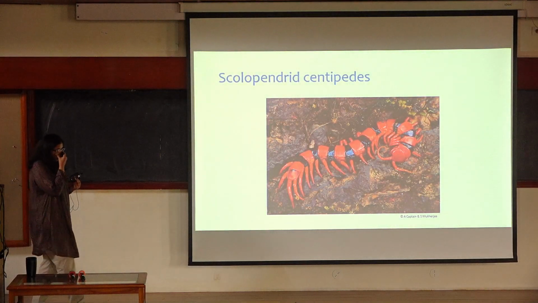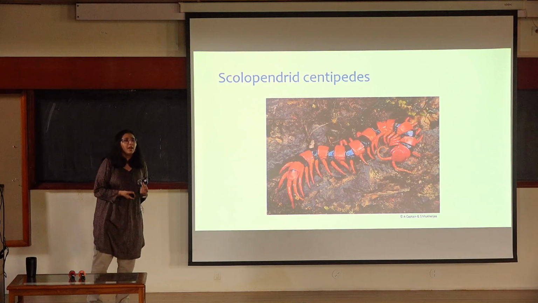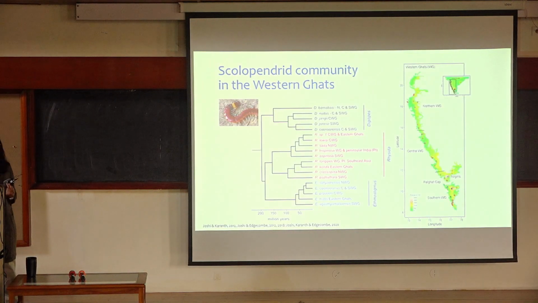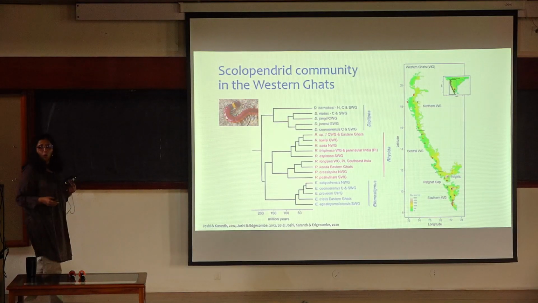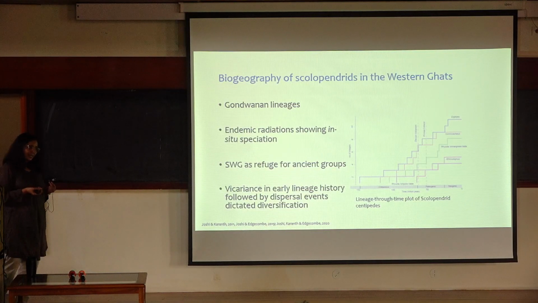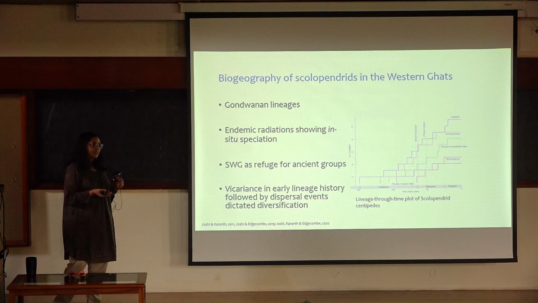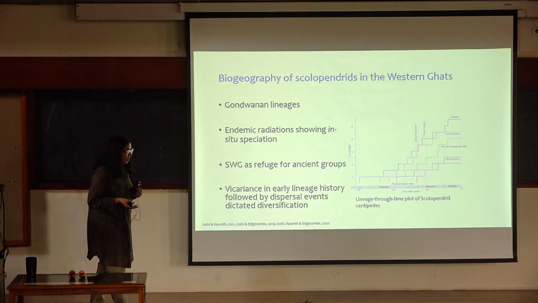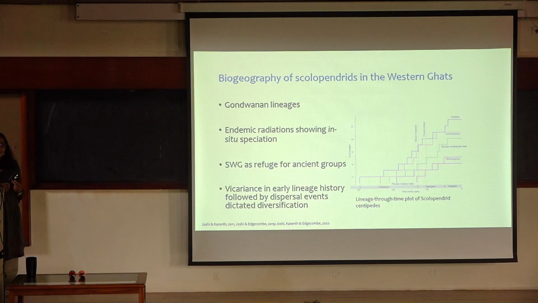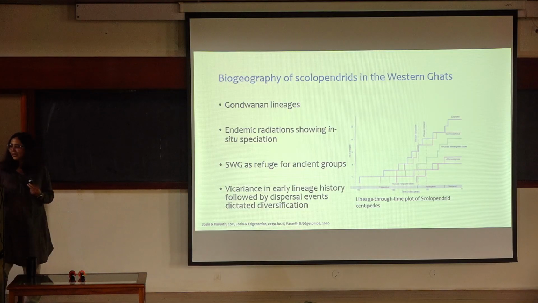Scolopendrid centipedes is work which I began when I was in Praveen's lab as a graduate student. We understood how many species there are in the Western Ghats, how old they are, where they are, what sort of biogeographic patterns they show, and how they have diversified within this landscape. We know there are Gondwana species, we know they have diversified here, we know that they are endemic, we understand where they are distributed. But when I say this, we still have a very limited understanding of this group.